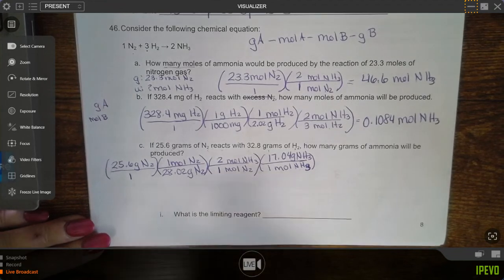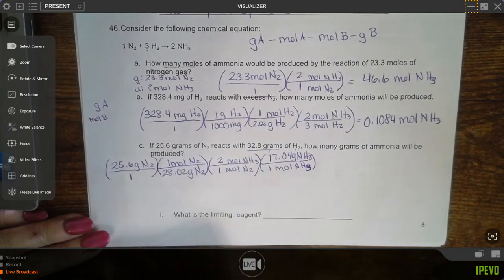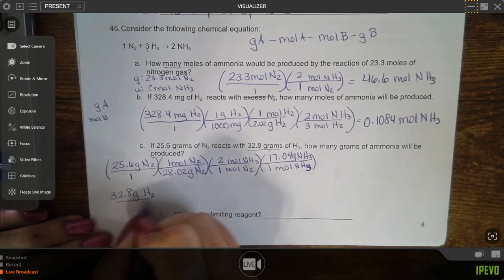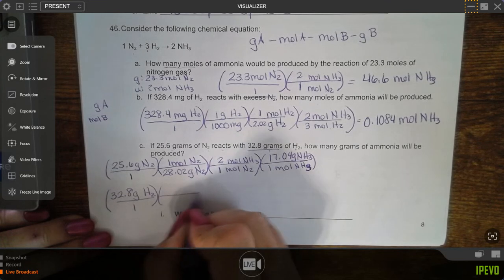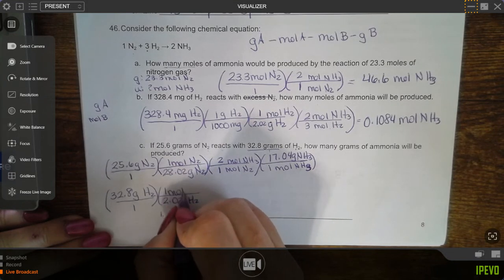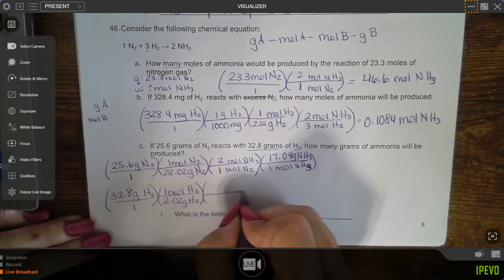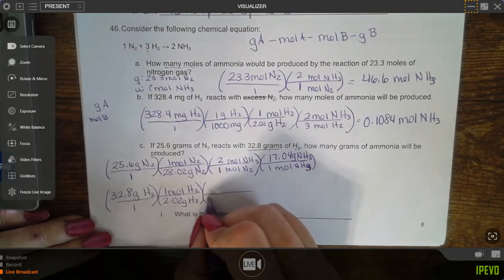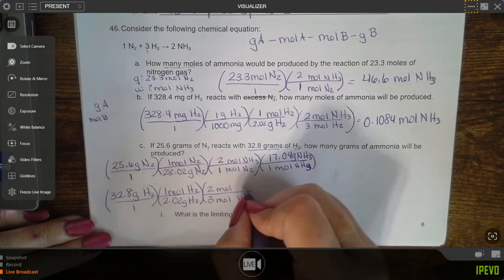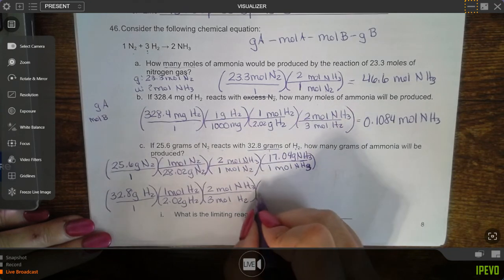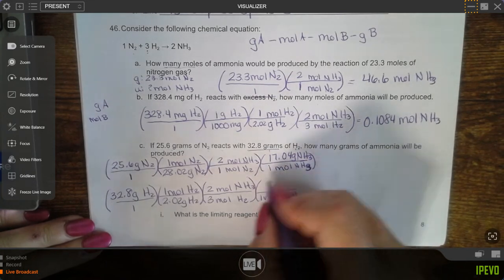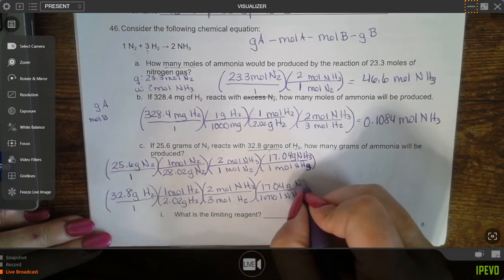I'm just going to set up the other one, and we're going to calculate them all together. I start with 32.8 grams of H2. We're doing the exact same thing, going to grams of ammonia. The molar mass of H2 is 2.02 grams. That is what 1 mole of H2 is. The next step is the mole ratio. We have 3 moles of H2 on the bottom and 2 moles of NH3 on the top. Then we need to convert to grams of NH3, and that's the same: we did the molar mass, 17.04 grams of NH3.